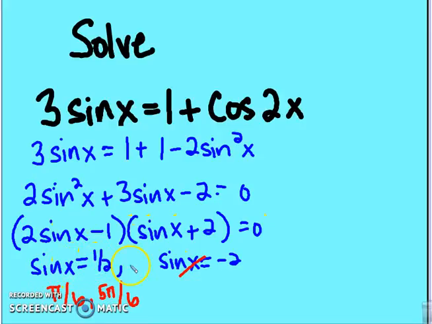I end up with sine x equal to 1/2 and sine x equal to negative 2. I know that the value for sine can't be greater than 1 in magnitude, so I will never get a value of negative 2. So this particular factor can never be 0. I end up with sine x is equal to 1/2, and the values where sine x is equal to 1/2 are pi/6 and 5 pi/6.